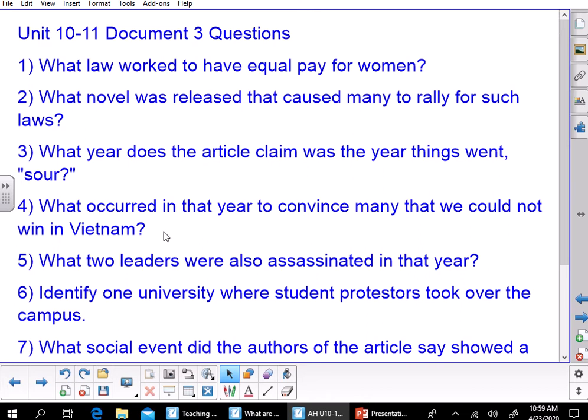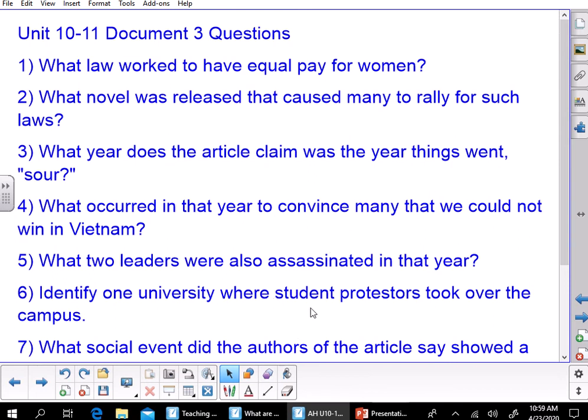That's TET, T-E-T. What two leaders were assassinated in that same year, that 1968? Well, there were four major leaders assassinated in the 60s in the United States, but the two that were assassinated in 1968 were in April of 68, Dr. Martin Luther King Jr., and then in June of 1968, Bobby Kennedy.